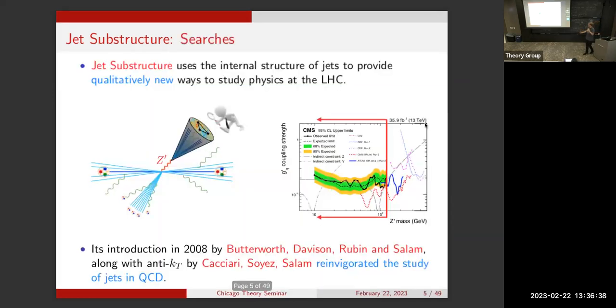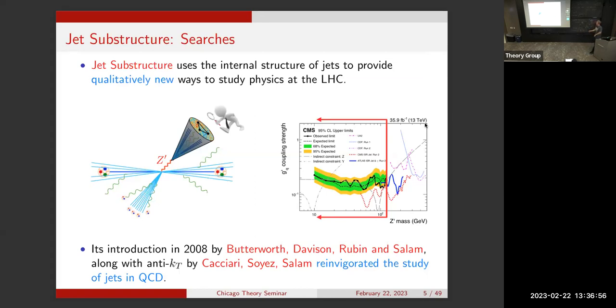Though I won't talk about it that much in this talk, I'll mostly focus on how one can do these calculations and the theoretical aspects of it. I should say that one of the reasons why this really got a lot of interest is that this is actually a very powerful way of searching for new physics at the LHC.